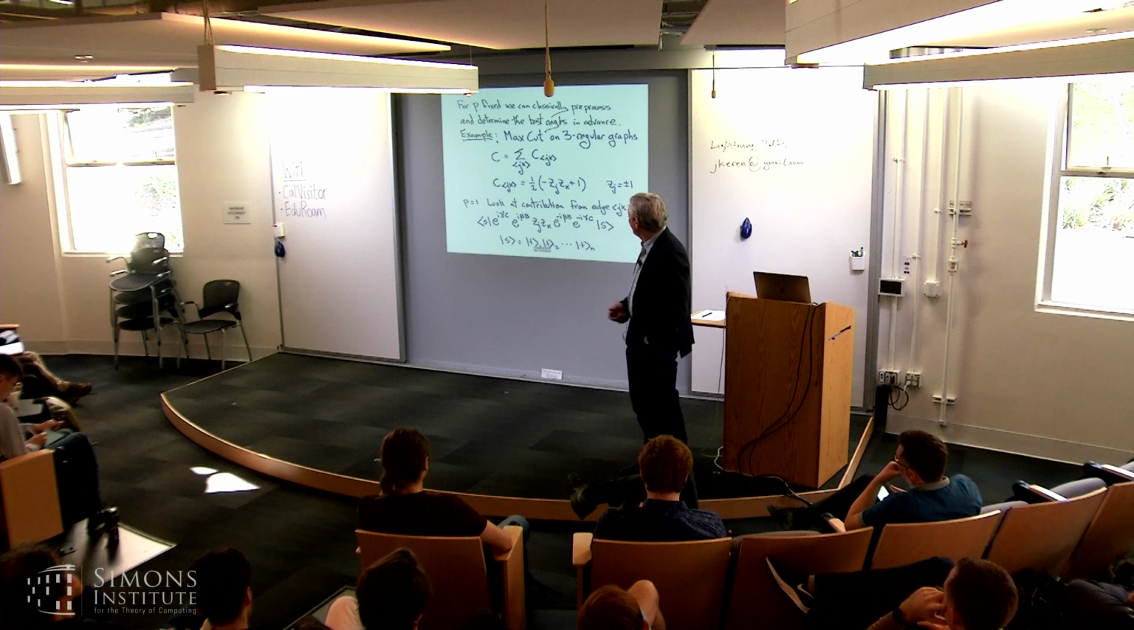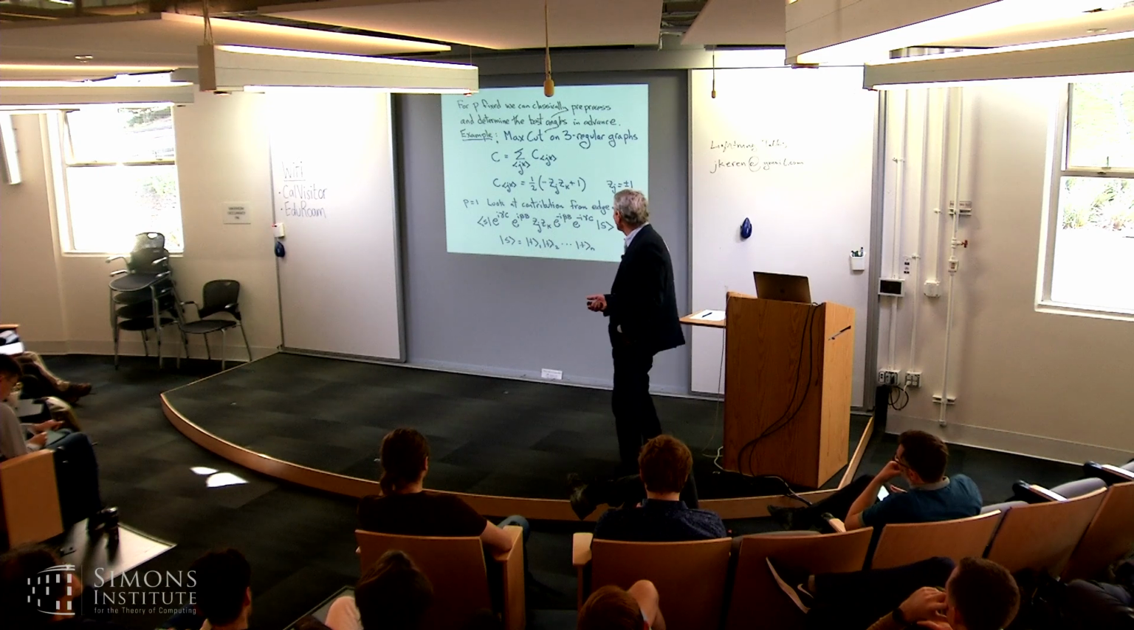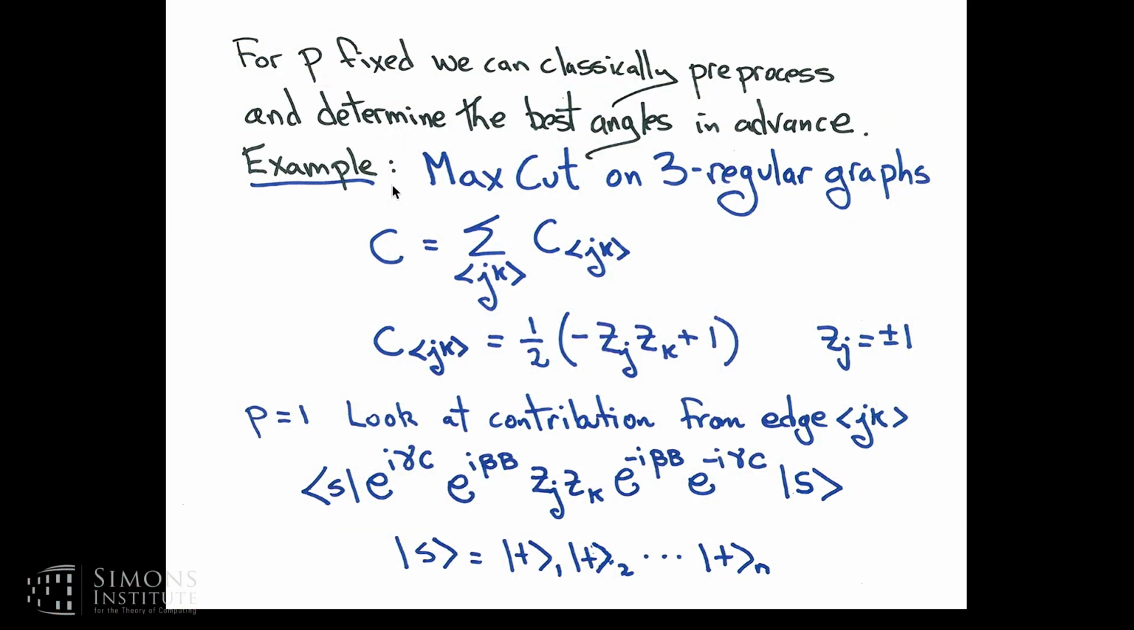But for fixed p, we can actually classically pre-process and determine the best angles in advance. And I want to give you the argument for that. Let's look at max cut on 3-regular graphs. So max cut is, I think we all know what it is. The cost function for max cut, if you have an edge jk, is a half minus a half Z_j Z_k. You see, this thing is a 0 if these two things agree, but it's a 1 if they disagree. In other words, it's happy if they disagree.